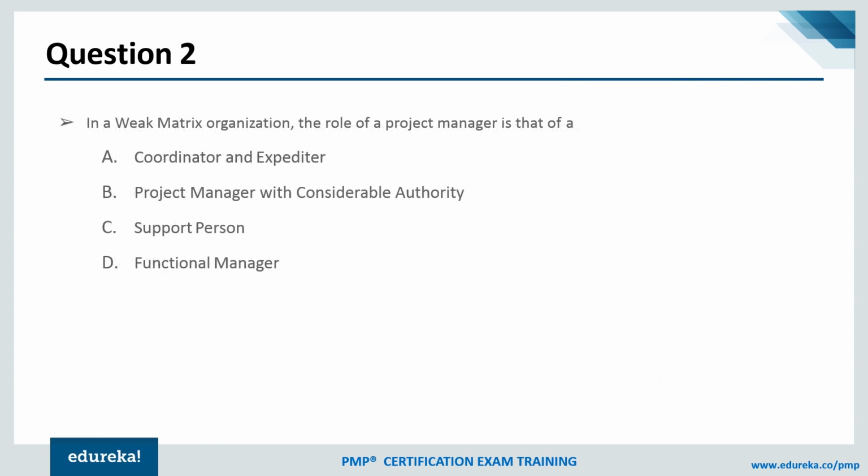In a weak matrix organization, the role of a project manager is that of a weak coordinator and expediter, project manager with considerable authority, support person, or functional manager. So what do you think should be the right answer here?